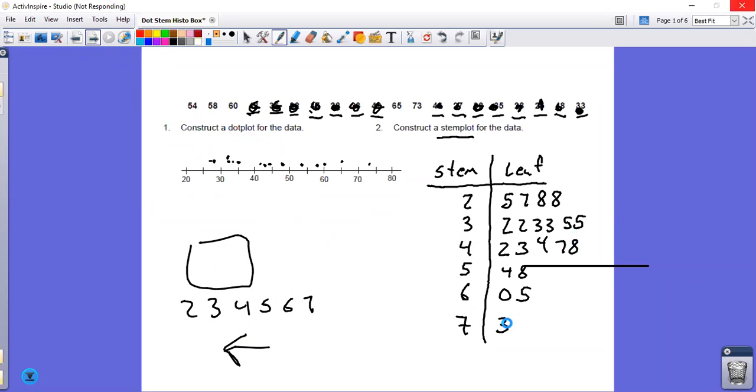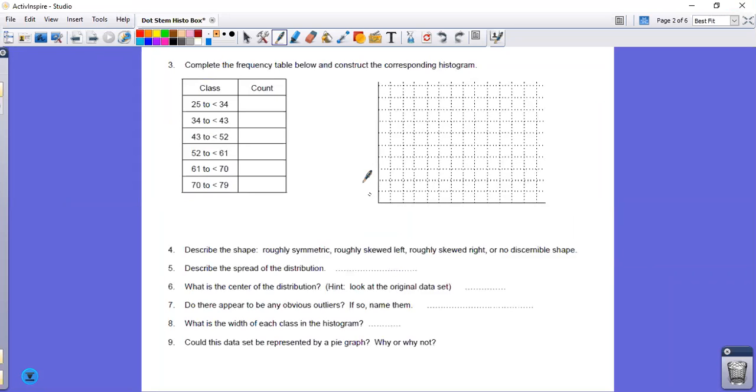Now there are bar graphs, bar charts, whatever you want to call them. There's histograms. And they are different in that bar graphs, each bar represents one thing. Where histograms, each one of the bars actually represents a range of numbers. And that range, like 25 to less than 34, since those were whole numbers, that's actually just 25 to 33, because there's nothing between 33 and 34.